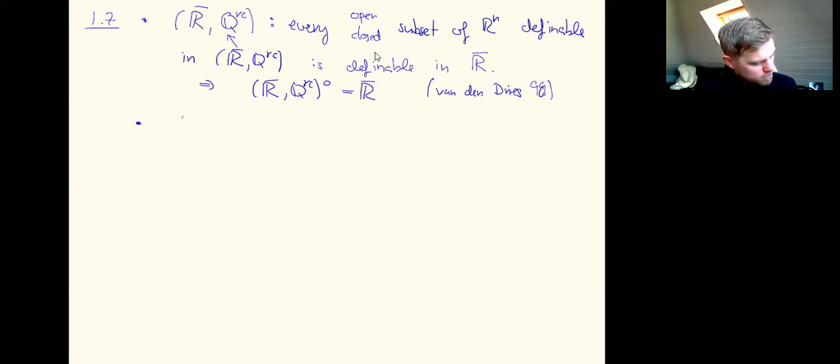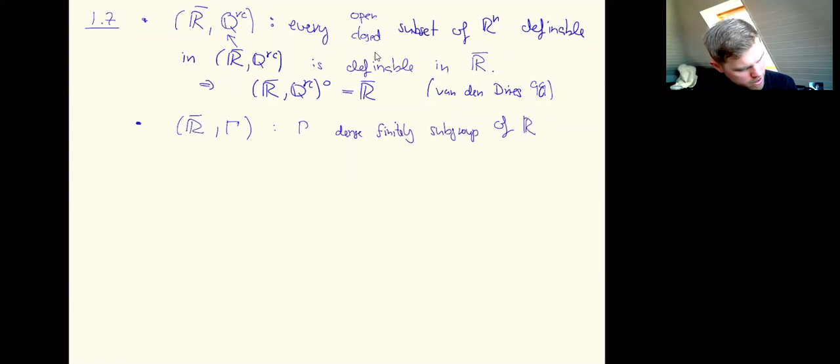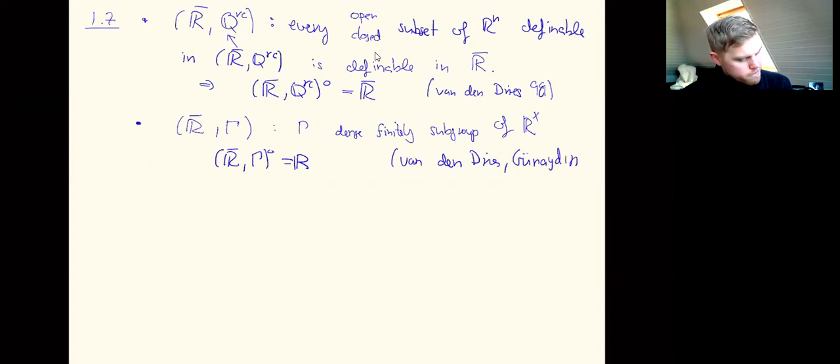Then another example. I want to give these few examples so that you get the spirit here. If you take the reals with a dense finitely generated subgroup of the multiplicative group, then the open core again is just the real field. This was work of, again, Lau and Ihan Gunaiden. I'm not 100% sure where it was first proven that the open core is actually just the reals, but they definitely showed that this structure is model theoretically tame, and from that one can easily deduce that the open core is precisely that.